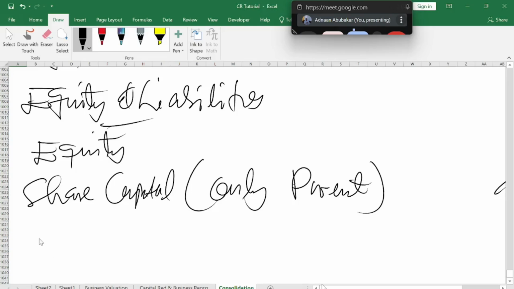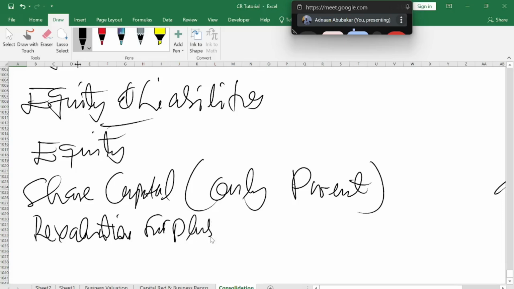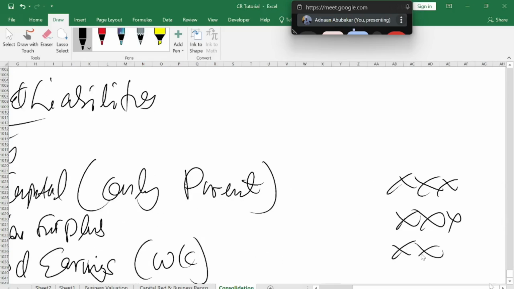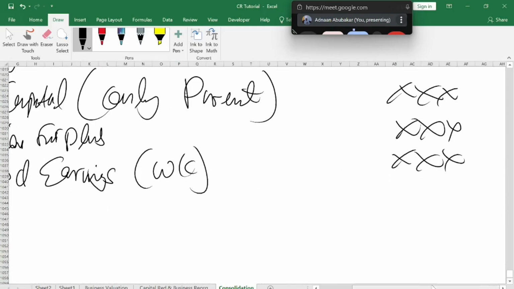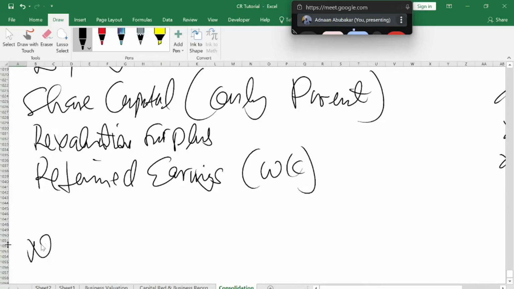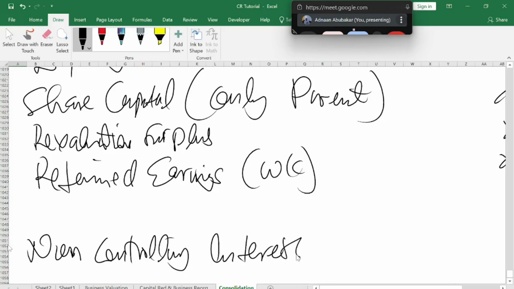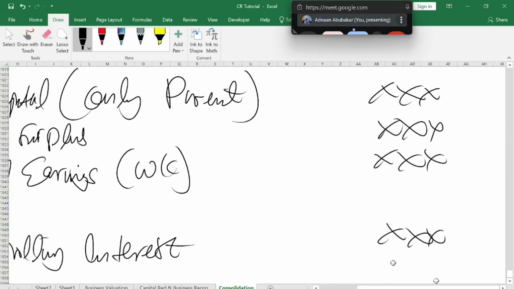Then we can have whatever else, maybe your revaluation surplus. You will have it. Maybe you have your retained earnings, which you will bring here. Goodwill is also there. Then when you are done, you will come and bring your non-controlling interest here.